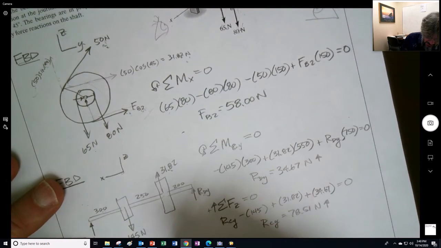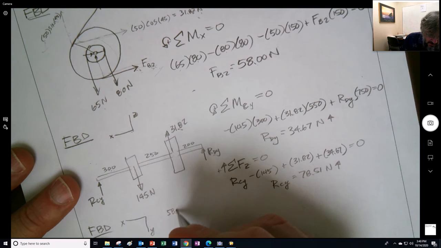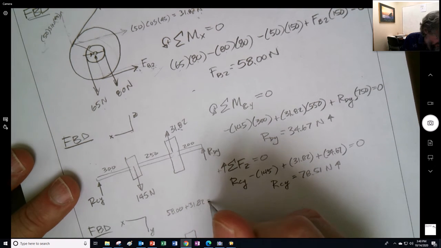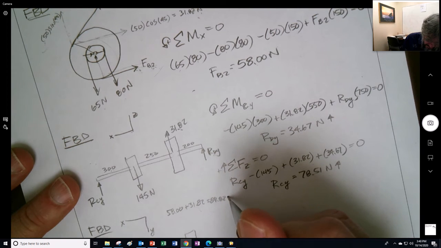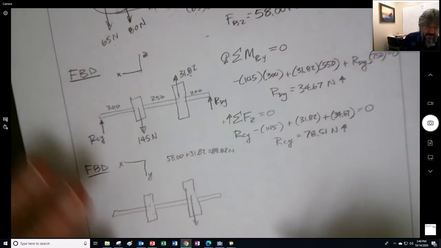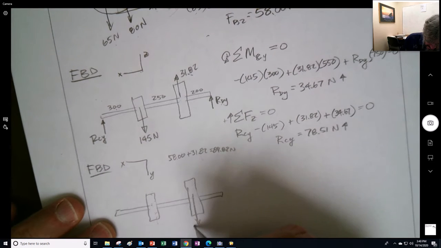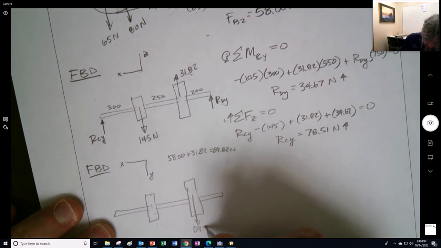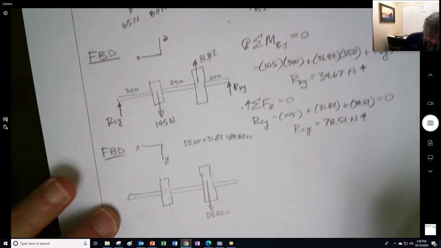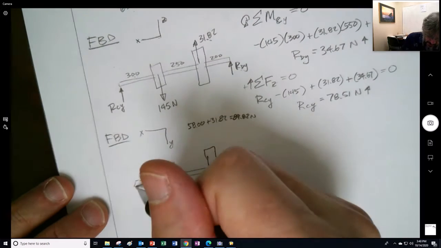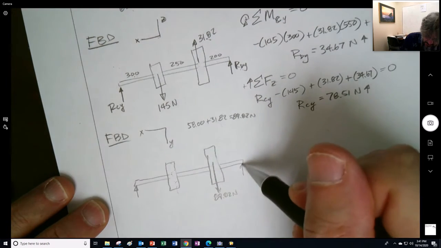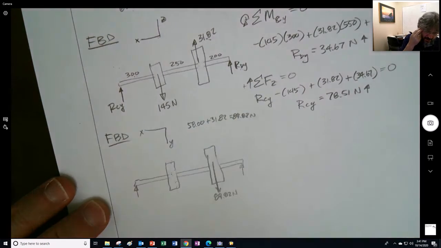So I might even write that down somewhere. I'm going to go 58 plus 31.82, and I wrote that down as 89.82 newtons. That's just like a little aside that I told to myself. So this is my 89.82 newtons. And so the reactions have to be both this direction right there, right? They have to support that.